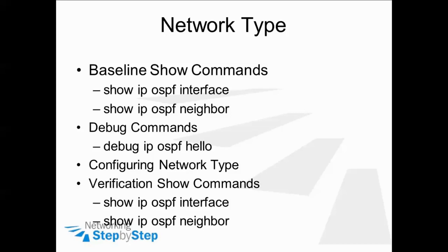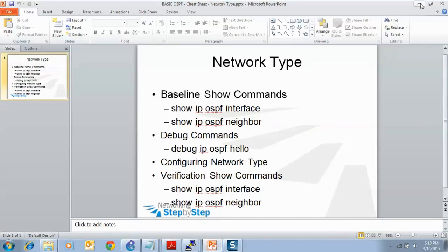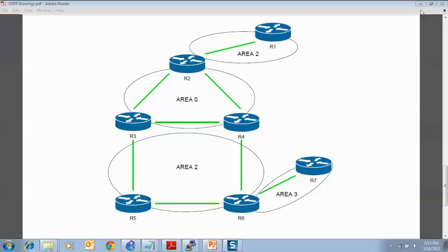Then I'm going to enable a debug command, debug ip ospf hello, to see how things unfold as I configure the OSPF network type. Finish with the baseline commands, show ip ospf interface and show ip route, to see what changed. Let's look at the network topology. I will configure OSPF interface point-to-point on router 2 and router 3.